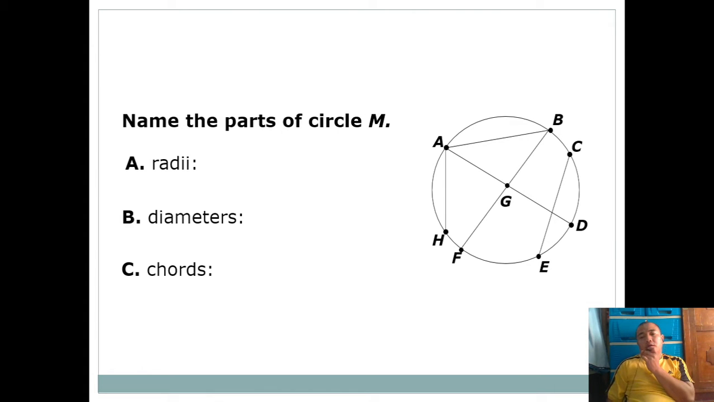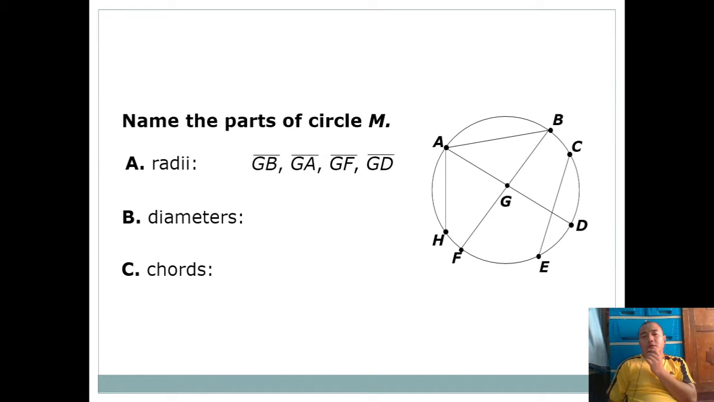Another, we have here a circle. This is circle G actually, not circle M. Yeah, circle G. So in circle G, name the radii, diameters, and chords. What are the radii in the circle G?